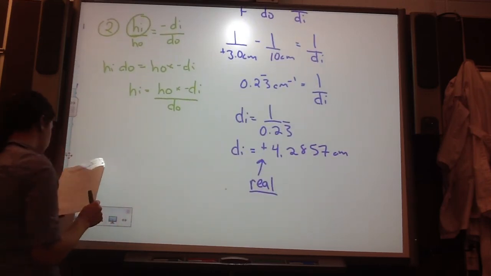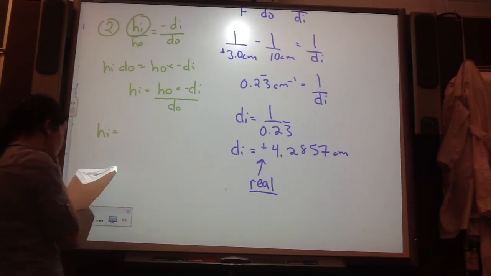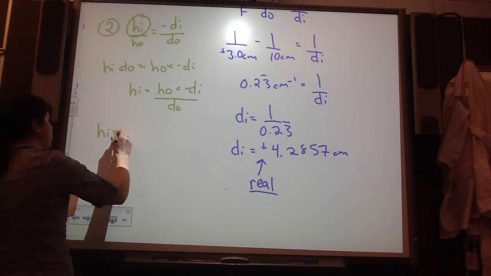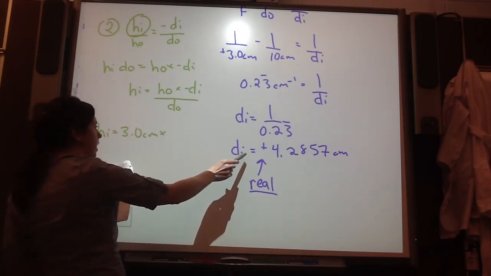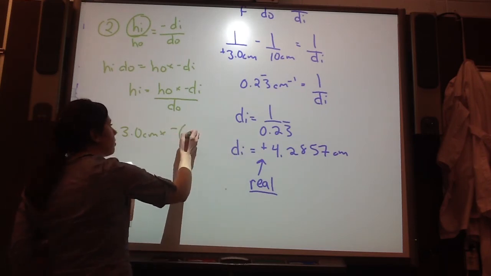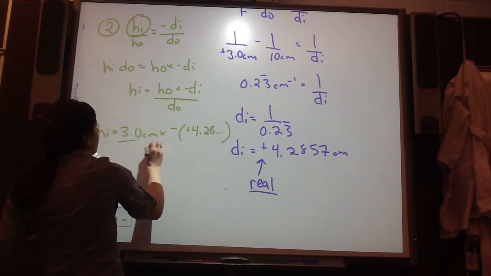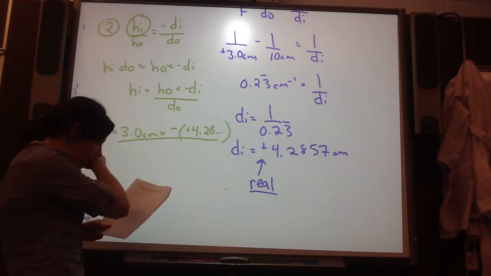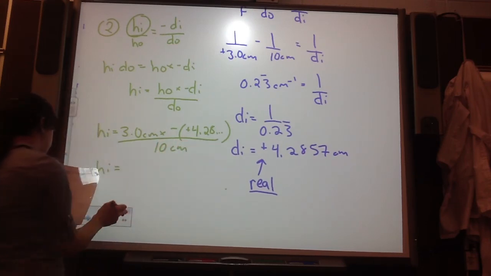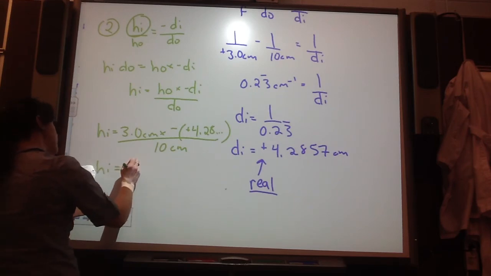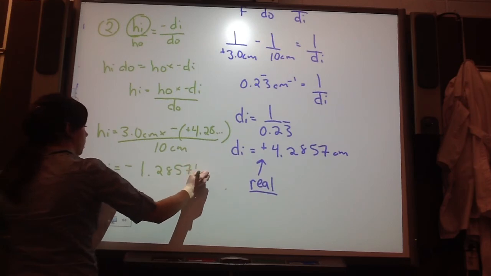So now I can plug in my values to solve for this. My HO was 3 centimeters, and my DI is right here, so that's a negative of a positive, so 4.28, etc., all divided by, excuse me, 10 centimeters. So my HI will equal negative 1.28571 centimeters.